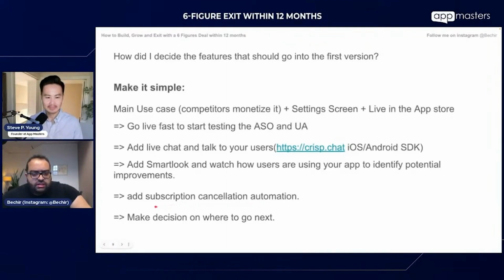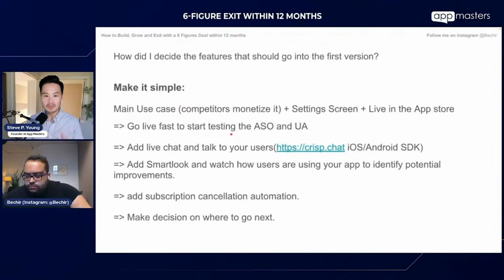One more thing is to add subscription cancellation automation. I will explain this in detail later on. Okay. And from all of this, you make a decision where to go next, because you spoke to people, you saw people's problems, you saw people on video, you release your next improvement, because now you have the app live already. I love the go live fast to start testing.